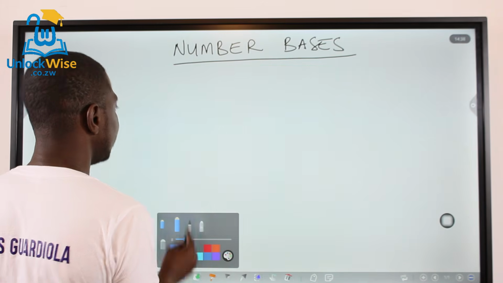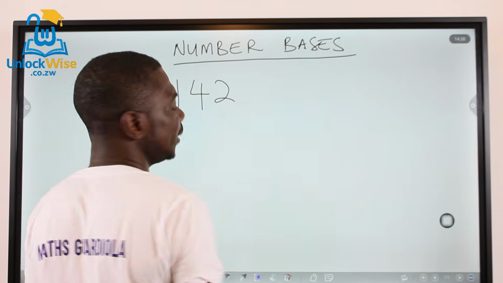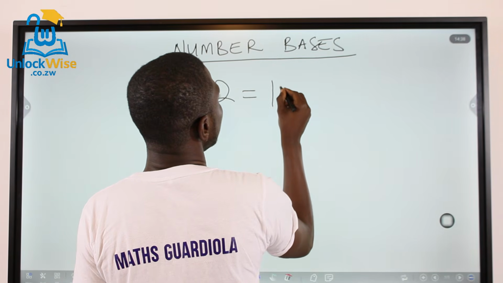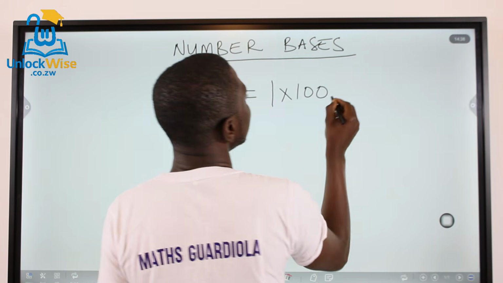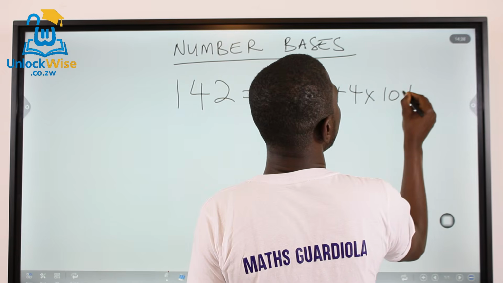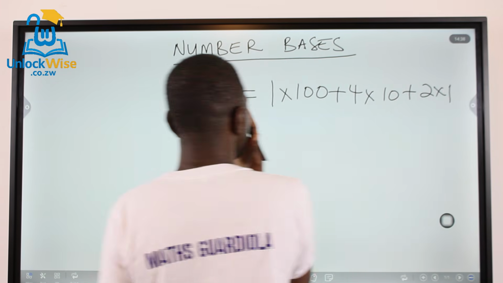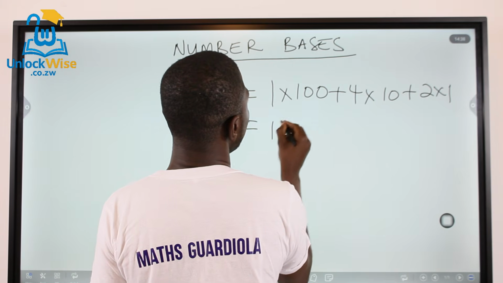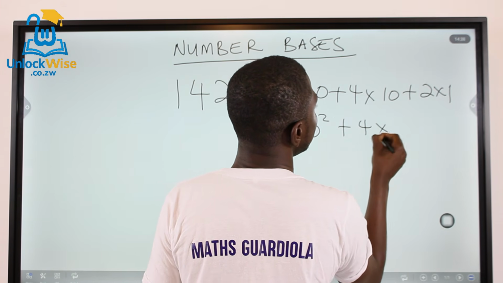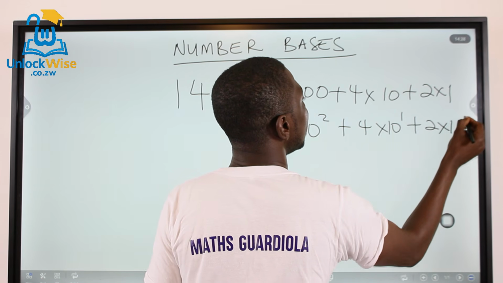Let's say we have 142. Now, 142 means that we have 1 times 100 plus 4 times 10 plus 2 times 1. Now, this is the same as 1 times 10 to the power 2 plus 4 times 10 to the power 1 plus 2 times 10 to the power 0.